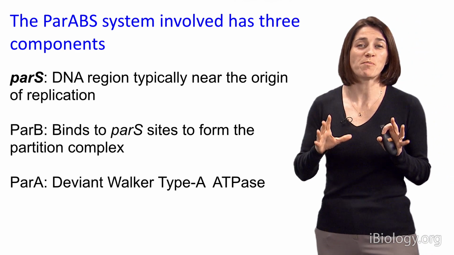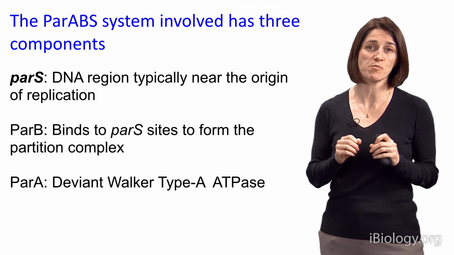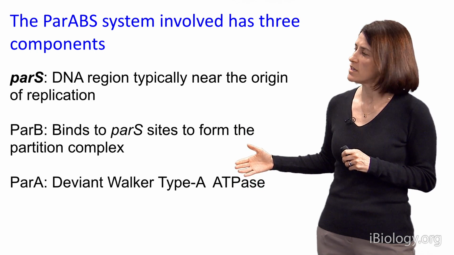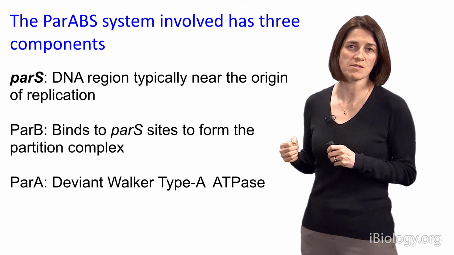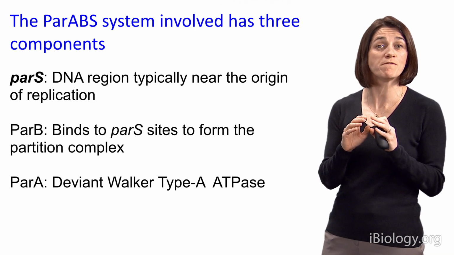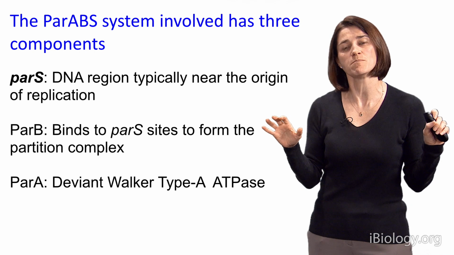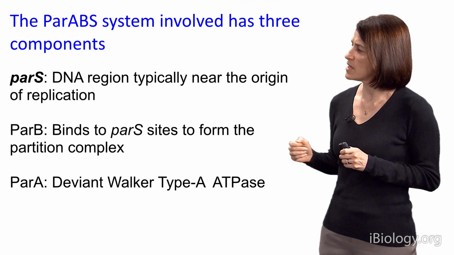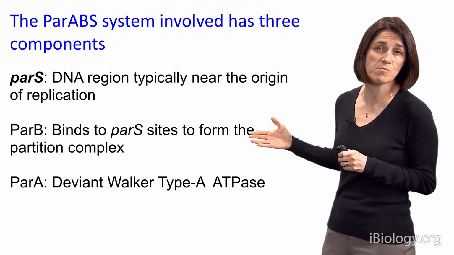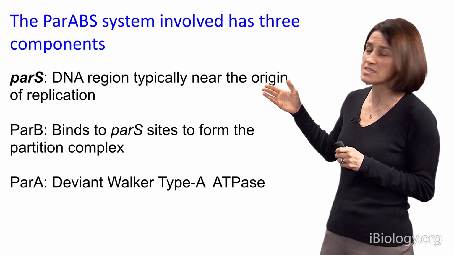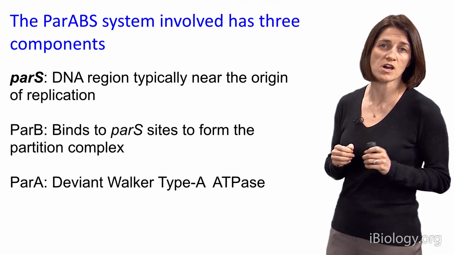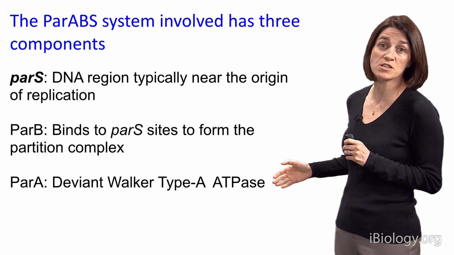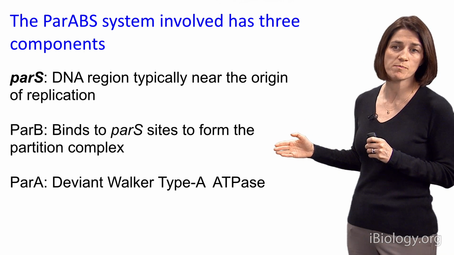So what is nice about the ParABS system is that it's only made of 3 components. One is the DNA sequence, and the other 2 are proteins. The DNA sequence is called parS. It has been shown to be very conserved, to be found on many bacterial genomes, and is typically located close to the origin of replication. ParB is a DNA binding protein that's going to bind to the parS sequence and form what we call the partition complex. And then ParA, this is a Walker-type A ATPase that is going to be important for the translocation of the partition complex.